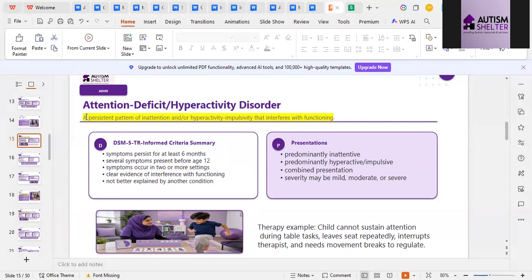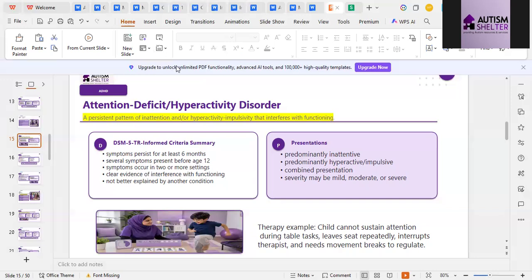Okay, so you have to look at the DSM-5 TR criteria. I have sent you the criteria, the DSM-5 TR, so you have to look at the book every time I discuss a case or disorder with you. You have to cross-check it through the DSM-5 TR and learn it in more professional language.